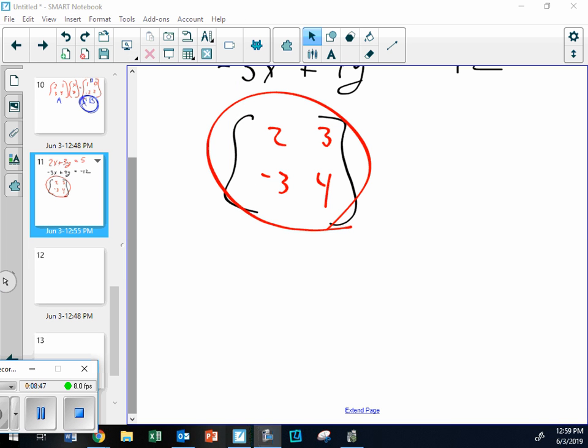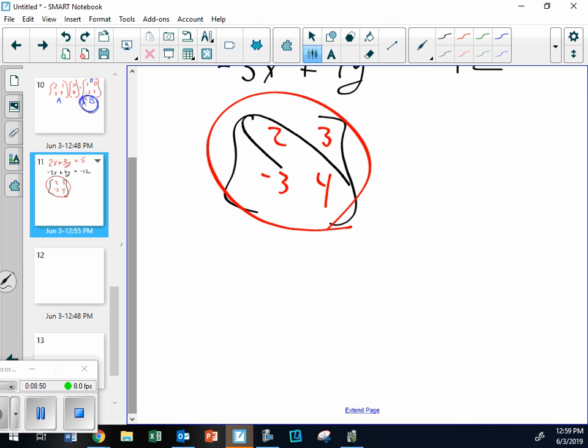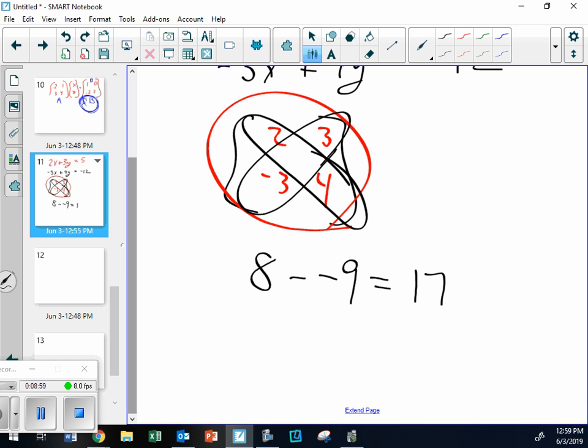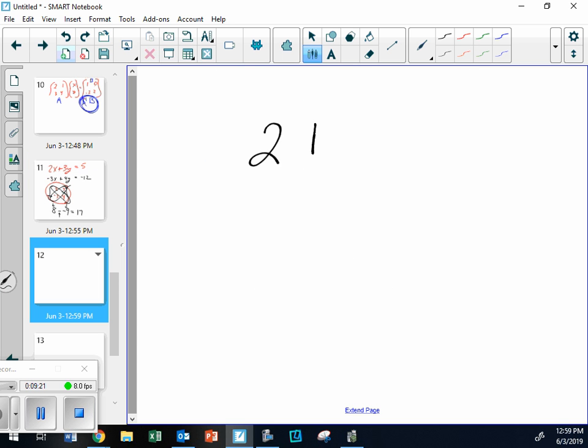Okay. I betcha that you got 8 minus negative 9, which would make 17. Can you guys verify 17 was the answer? Do you get what I just did? I multiplied the 2 times the 4 and got 8. And then I multiplied the 3 times the negative 3 and got negative 9. And I subtracted them.